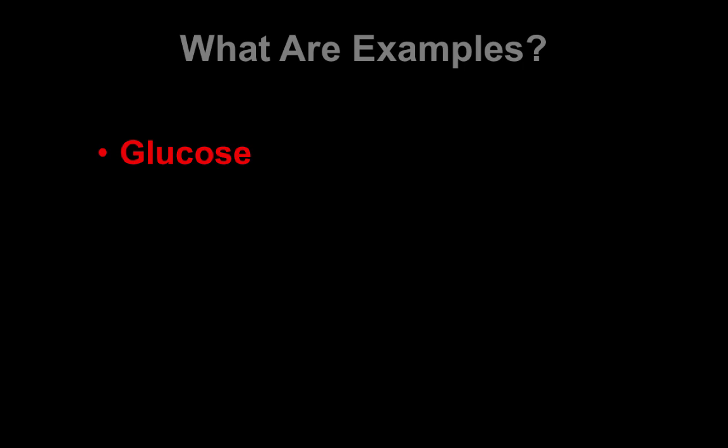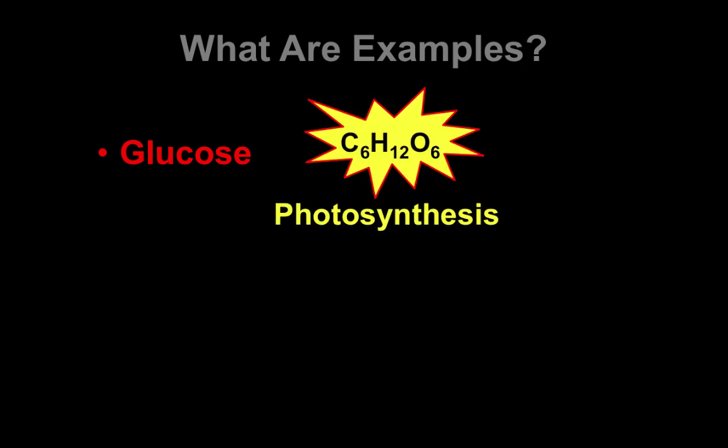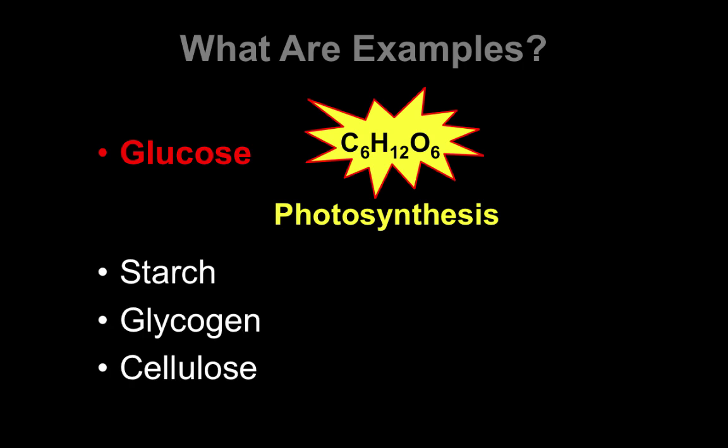Some examples, the main one to really remember is glucose, and that's because it's going to be involved in photosynthesis. It's what photosynthesis makes. We're going to go through this a lot more later on. Starch, glycogen, and cellulose are also important carbohydrates. These are polysaccharides. Starch, think of potatoes. Glycogen is the glucose, or the carbs, in your muscles, and cellulose, like we said, makes up cell walls of plants.